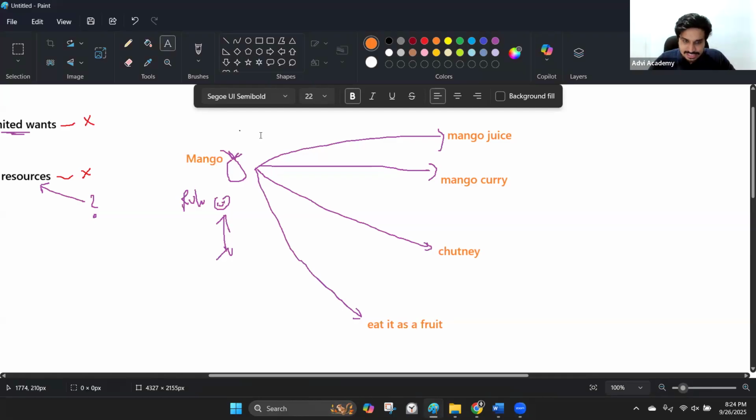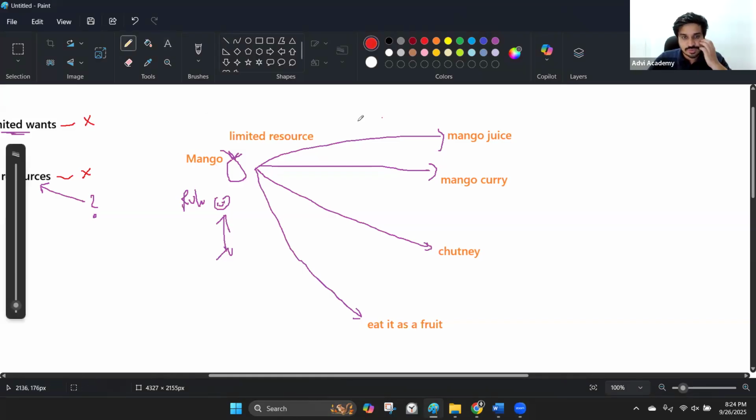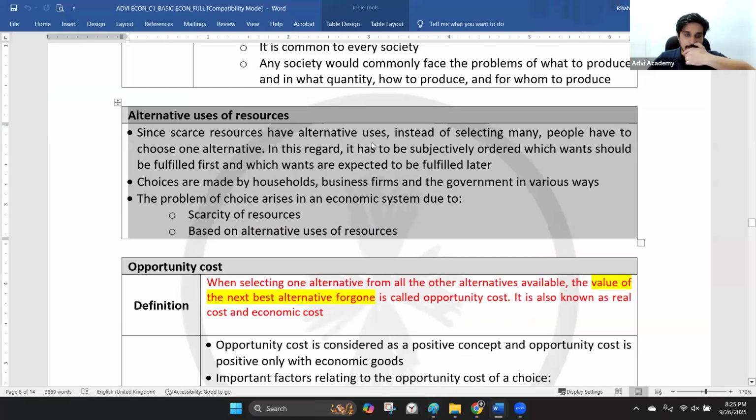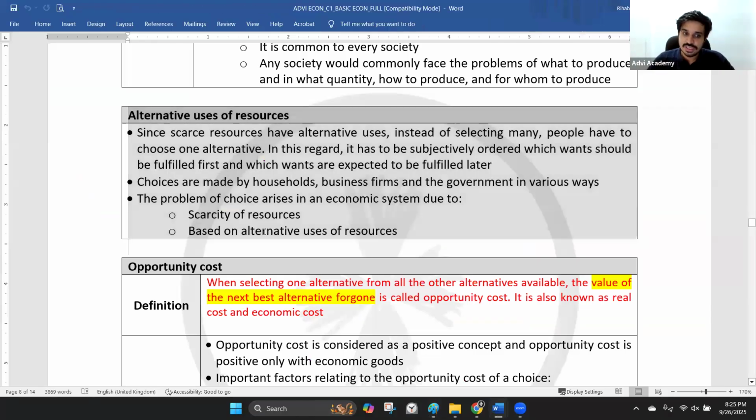And because this mango is a limited resource, there's only one that we have right now, right? The alternative uses are only all of these. So we say that scarcity actually gives birth to alternative uses, because the number of resources that we have is one. Like a tree can be made into a bed or a cupboard or a table, right? One mango can be made into a bunch of alternative uses, right? So that is what alternative uses means. It's like a variety of uses that we have, right?